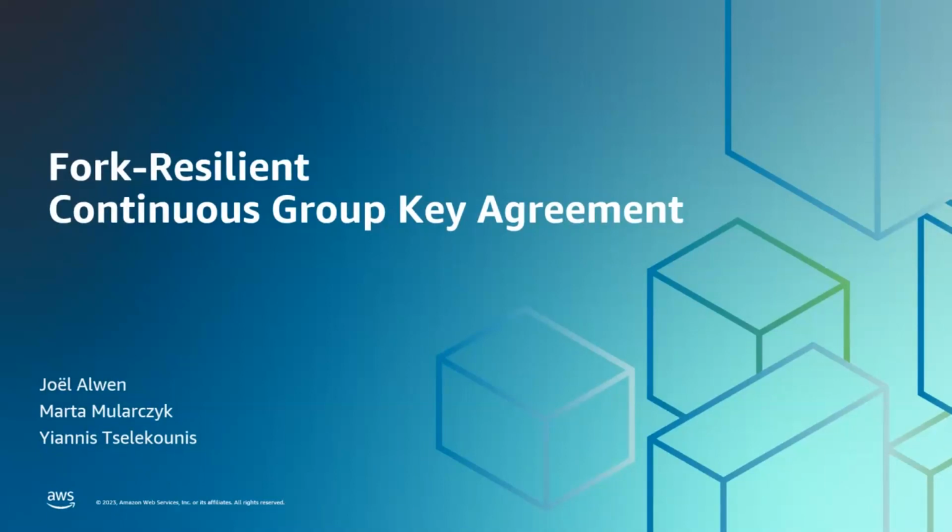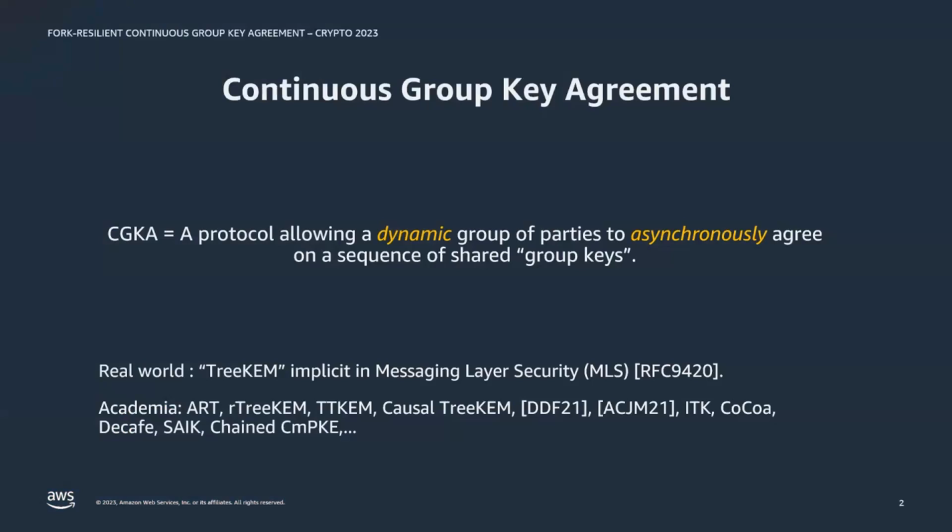All right, a good place to start. Quick reminder, what is CGKA in the first place? CGKA is a protocol that allows a dynamic group of parties to asynchronously agree on a sequence of shared group keys. Dynamic group here means parties can join and leave mid-session. Asynchronous means the protocol has to be non-interactive.